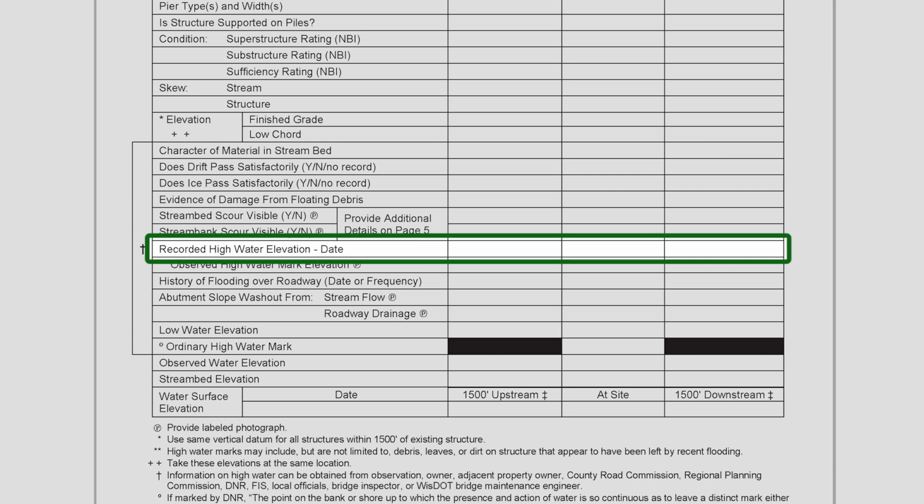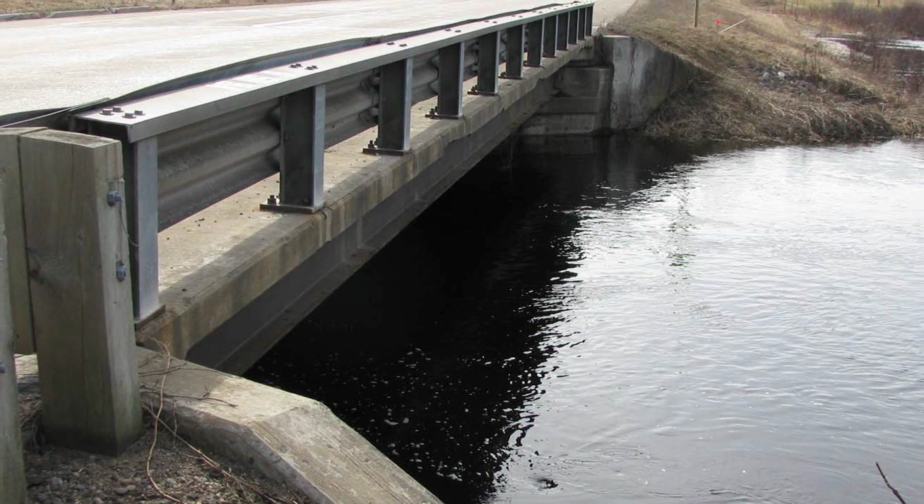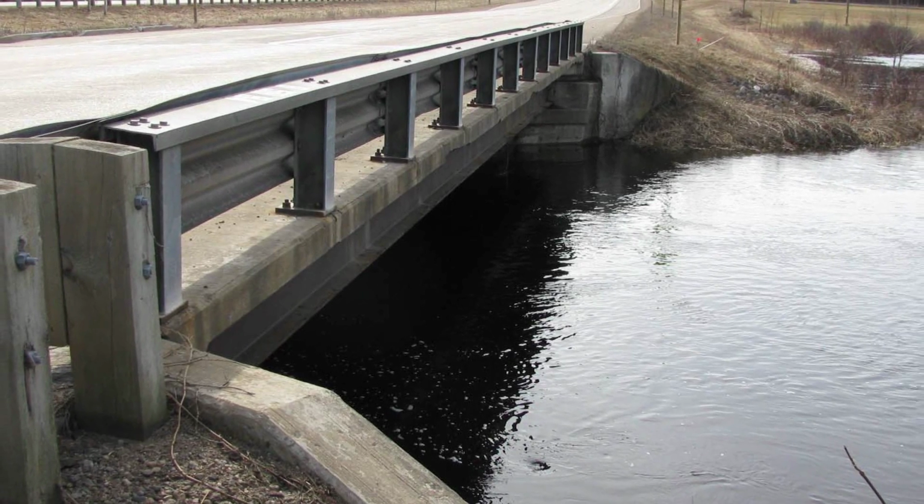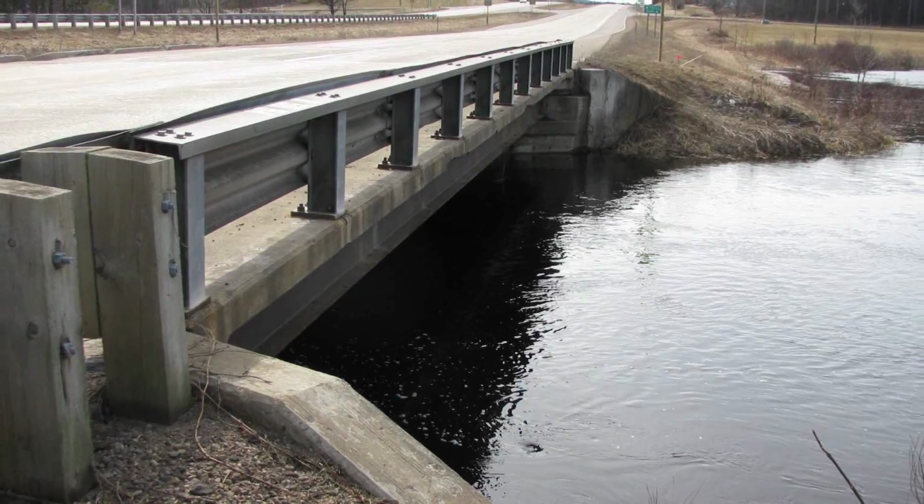The recorded or highest known water elevation and the date that it occurred provides valuable information for evaluating potential vulnerabilities of the proposed structure. An approximate elevation relative to a point on the existing structure is better than no elevation. Observed high water mark elevation is only required if there is evidence of recent flooding or high water.